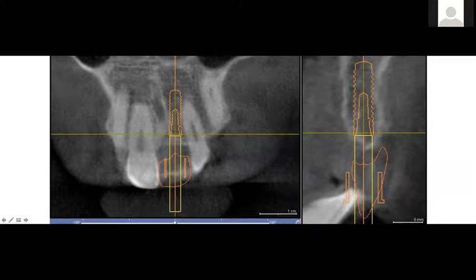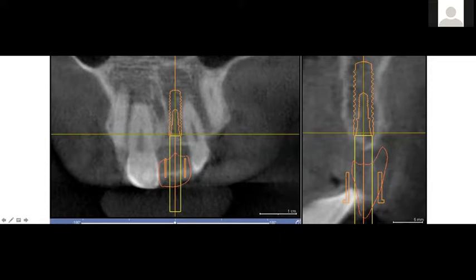But by positioning the implant here buccolingually for it to emerge through the incisal edge, we can also avoid possible bone grafting here because we are at least 1.5 millimeters away here from the buccal plate. So a very tricky situation to plan, as you can see. Now, I would not plan this.